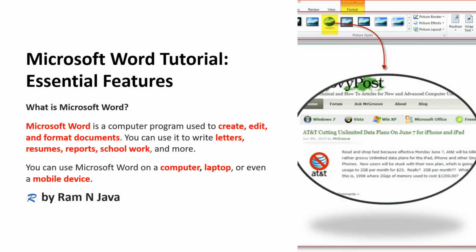In this video tutorial I will explain Microsoft Word. What is Microsoft Word? Microsoft Word is a computer program used to create, edit and format documents. You can use it to write letters, resumes, reports, schoolwork and more. You can use Microsoft Word on a computer, laptop or even a mobile device.